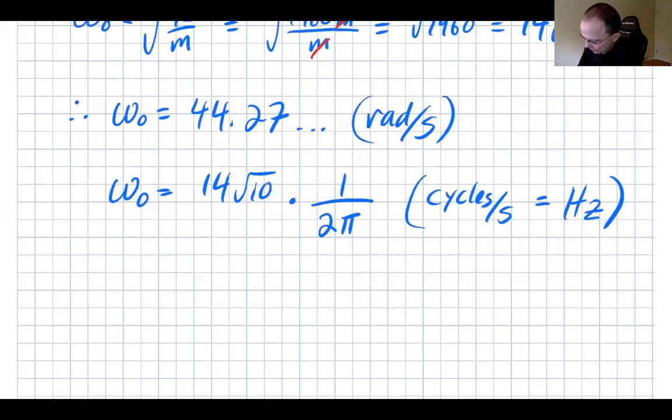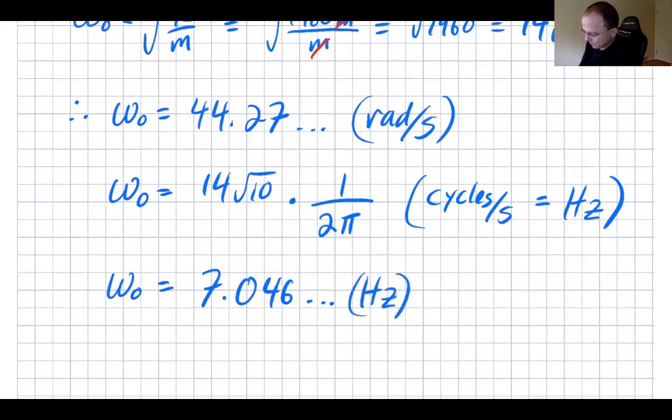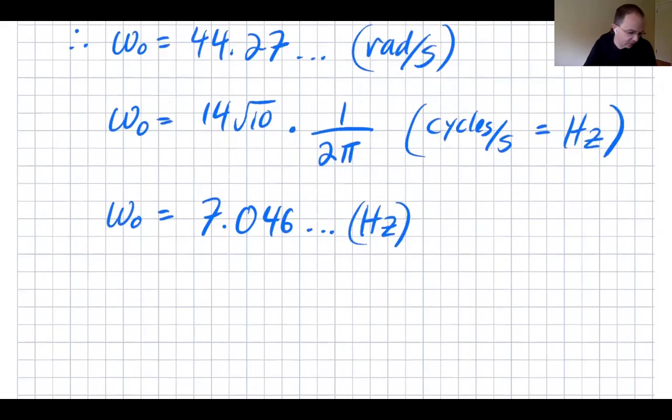Okay, so what is that? I'm going to divide by 2 pi, and I get approximately 7.05. So this will be 7.046 and so on hertz. So that's the natural frequency of the system.